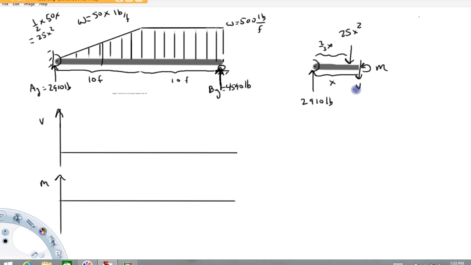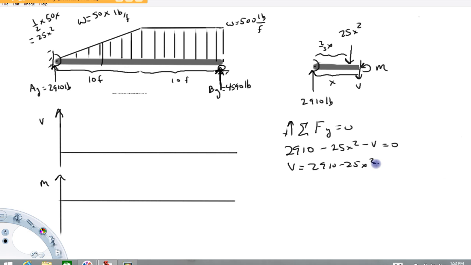Right. Next step is to find the shear and moment. We can find the shear by sum of all forces in the y direction equals 0. That's going to be 2910, and I'm going to leave the units out, they're consistent, minus 25x squared for this force, minus the shear, equals 0. So the shear force is going to equal 2910 minus 25x squared.